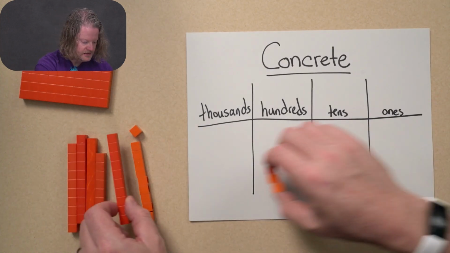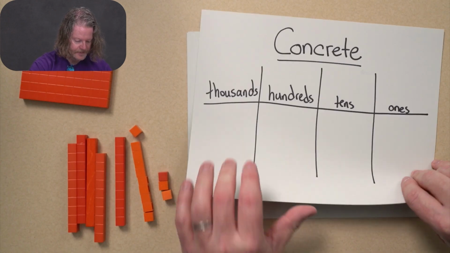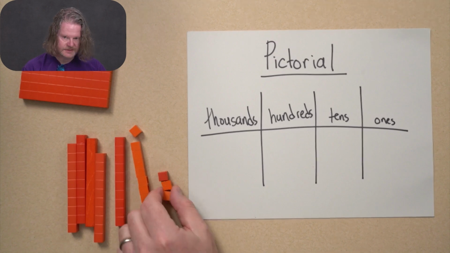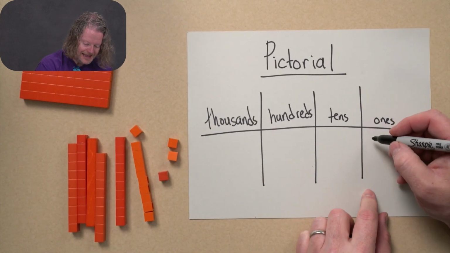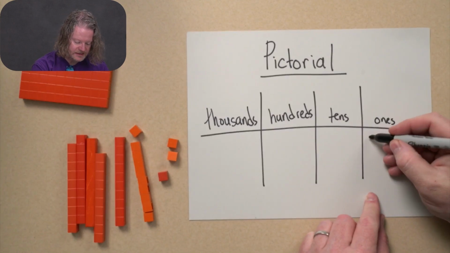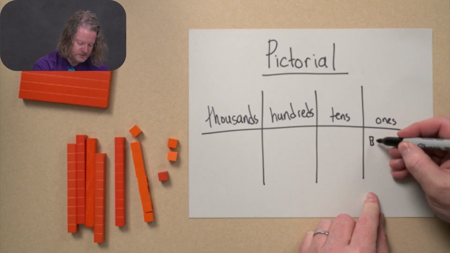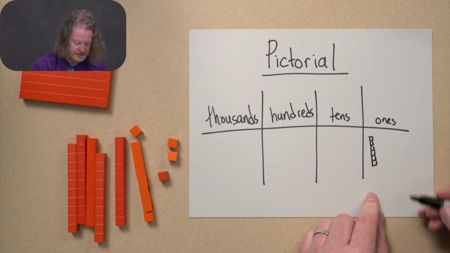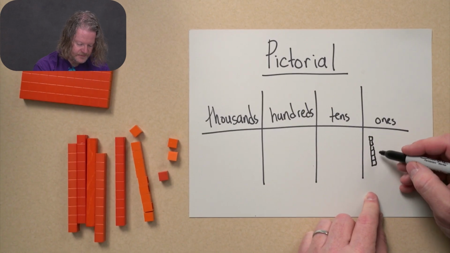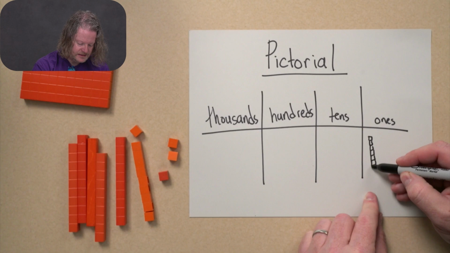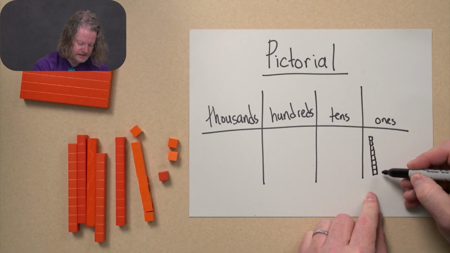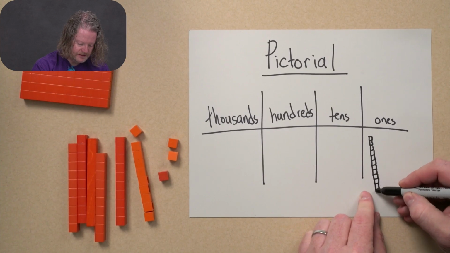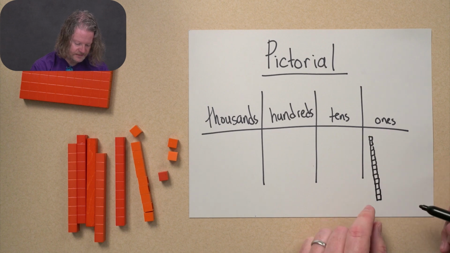Let's try that again in a pictorial form. Okay, now this time I am not going to use the blocks. Instead, I'm going to draw them. And your students might want to draw these as cubes. 1, 2, 3, 4, 5, 6. Okay, and then let me keep going. 6, 7, 8, 9, 10, 11, 12, 13.